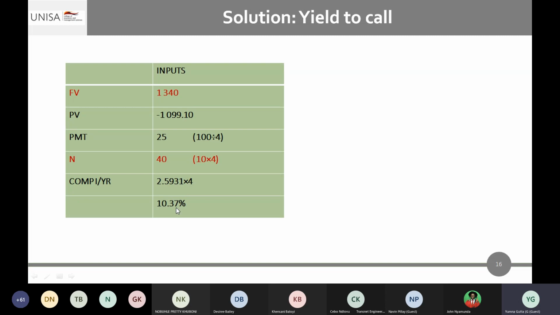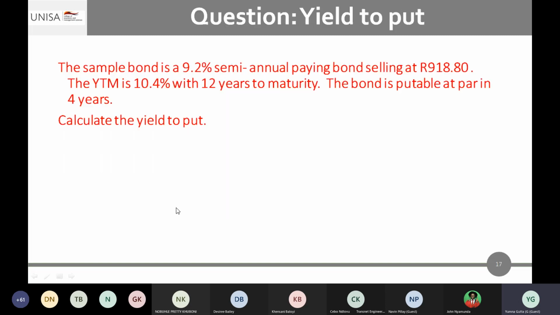Okay, so our calculators are working and we're getting the gist of calculating bonds, right? So let's try this yield to put, right? Calculate a sample bond is 9.2% semi-annual bond, which is selling at 918.80. The yield to maturity is 10.4% with 12 years to maturity. The bond is putable at par, right? So par value is always 1,000 rand, right? Putable at par in 4 years' time. Calculate the yield to put, right?